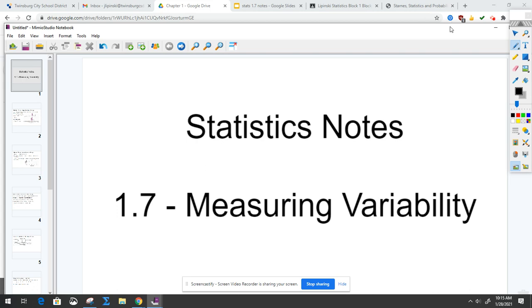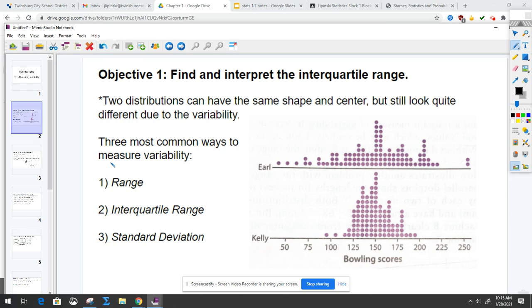1.7, measuring variability. This stems off of what we did with 1.6, looking at the median of the data, or the mean. We're now going to look at the variability, to see how the data that we are looking at varies. Through measuring variability, we are talking about one of three things: the range, the interquartile range, and the standard deviation. These are the most common ways to measure the variability.